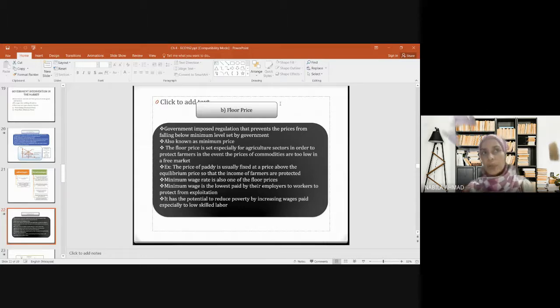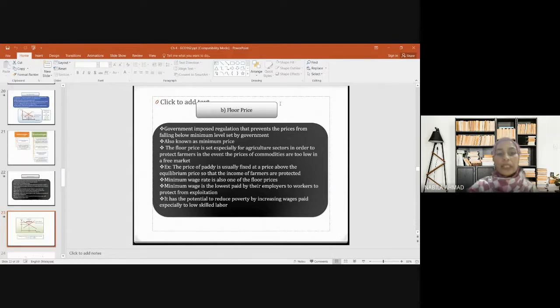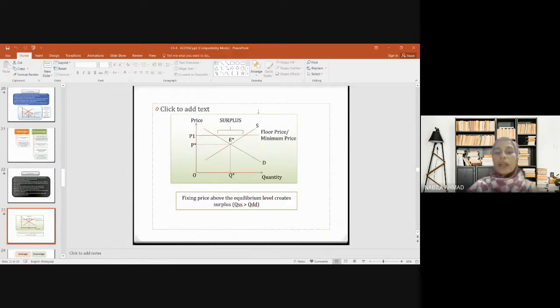So maknanya kalau 1,200 dan ke bawah tu miskin lah, contohnya. So 1,200 ke atas, gaji perlu 1,200 dan ke atas. Okay, so dia akan membantu minimum wage ni akan membantu reduce poverty, increase wages. By increasing wages, dia akan bantu reduce the poverty, right? So ini adalah how it works, right?